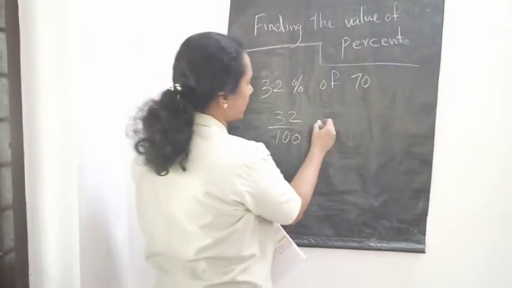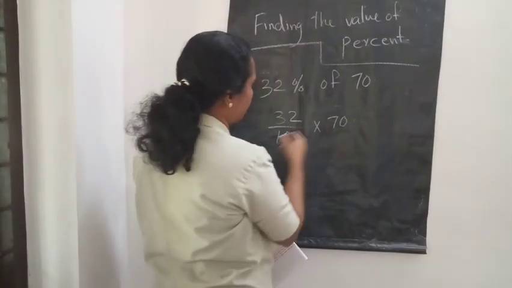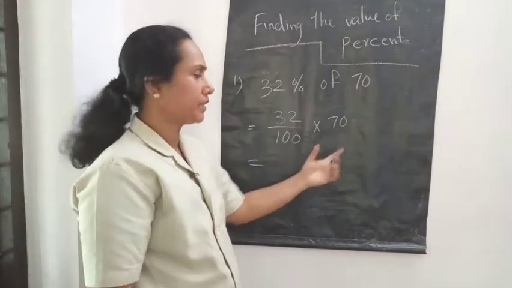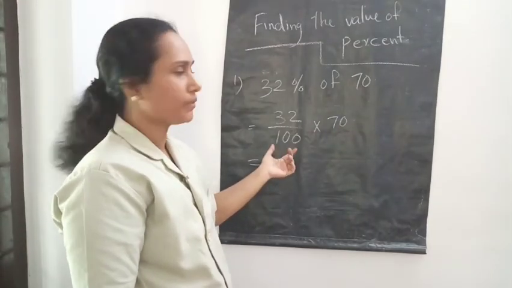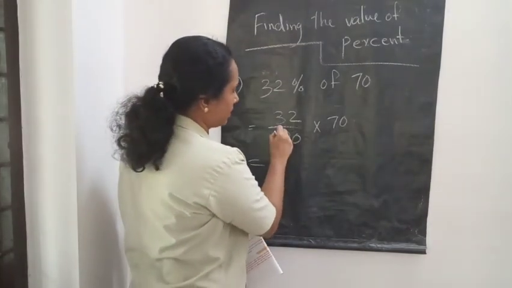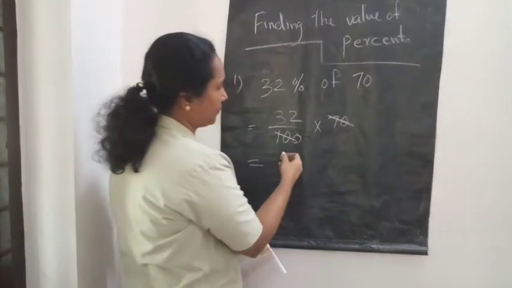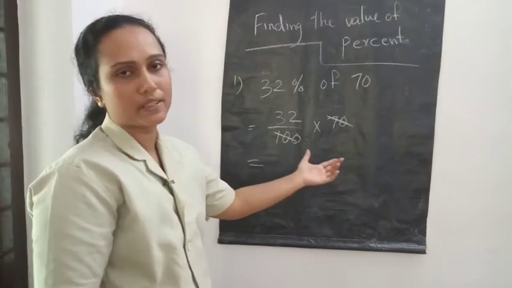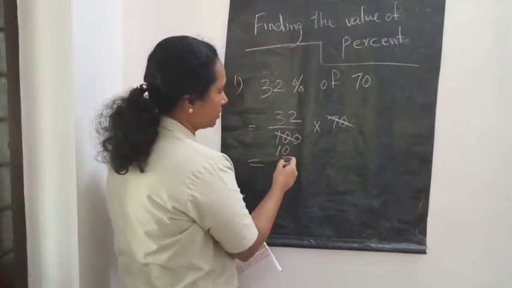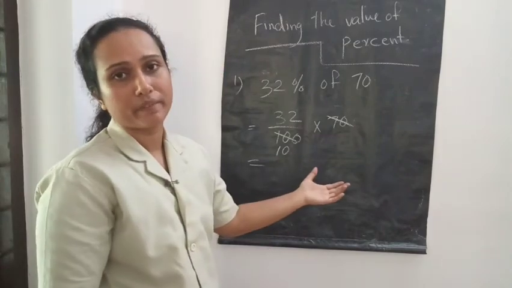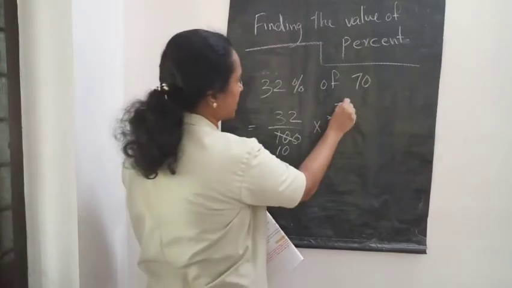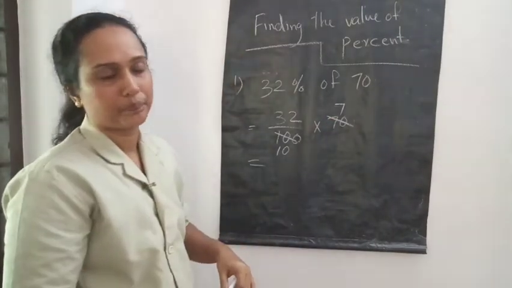Then 32 by 100 into 70. Here the numerators are 32 and 70. Denominator is 100. Now we can simplify this. In 100 and 70, both numbers have 10 as a common factor. Then 10 tens are 100. Here 7 tens are 70.